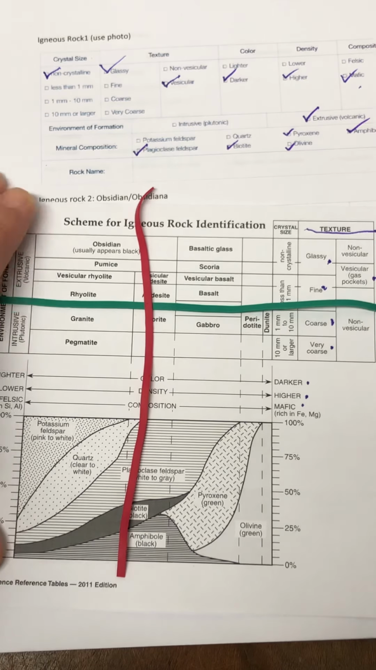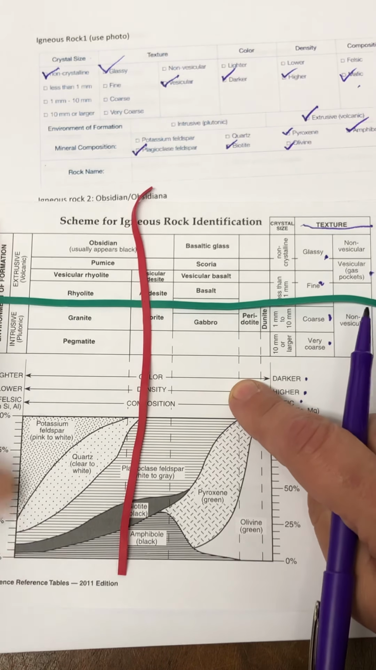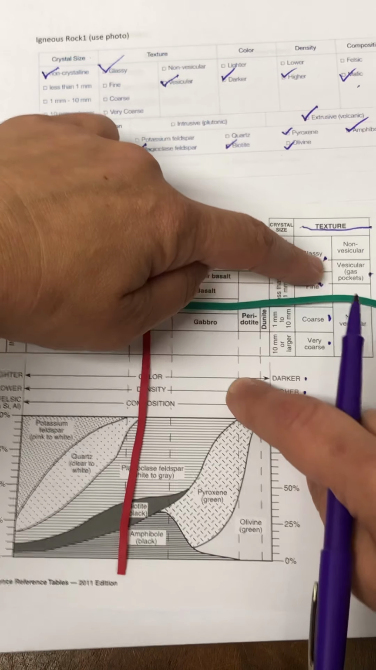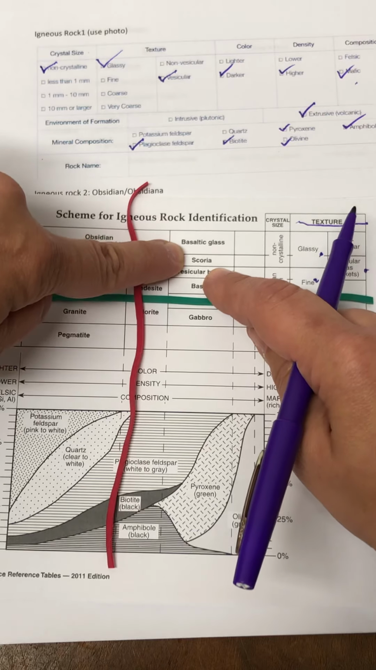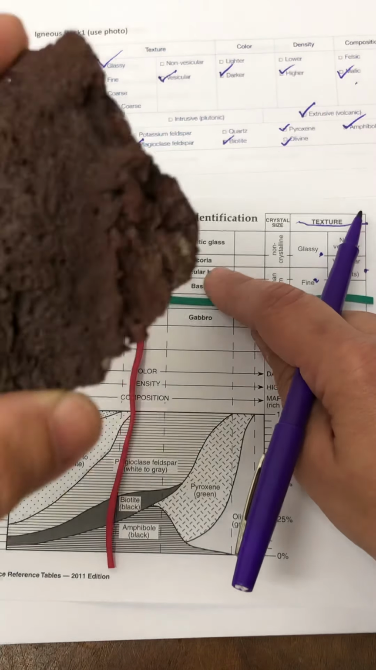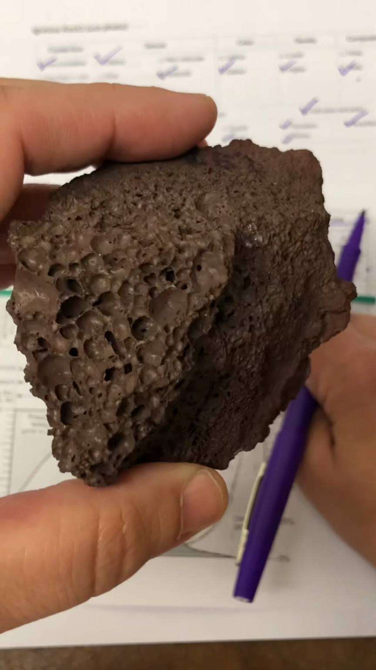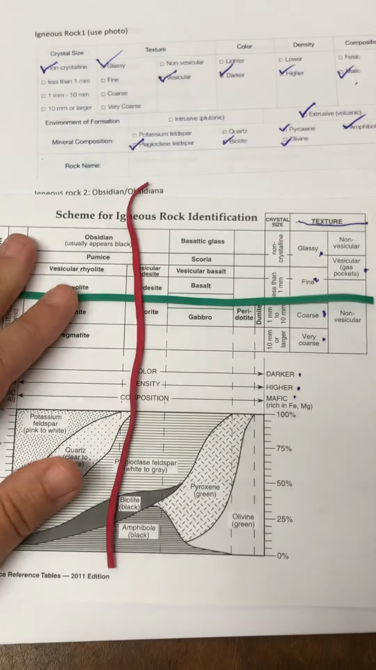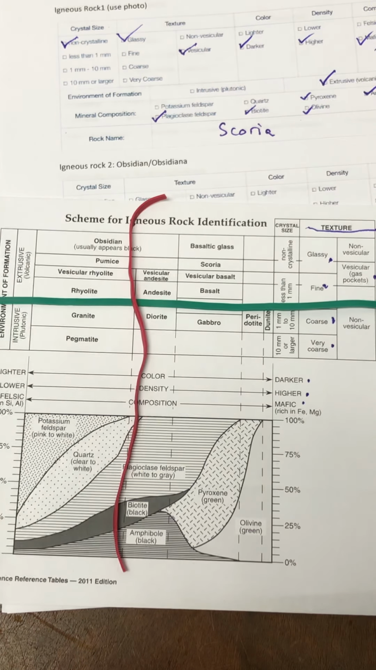And now I need to figure out what rock is that. Well, if I've said it's darker and I've said that it's vesicular, where do those things match? Well, they match right here under something called scoria. That's the name of this rock. You've just identified it. How did you identify it? By looking at the texture. So this is scoria. And that's all you have to do to identify these rocks, is use the picture or look at the way that it's classified.